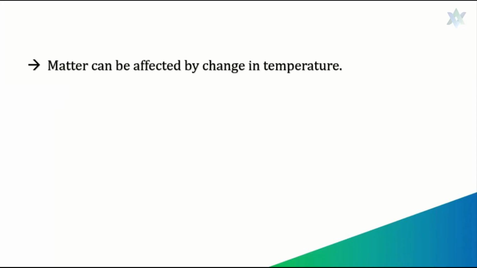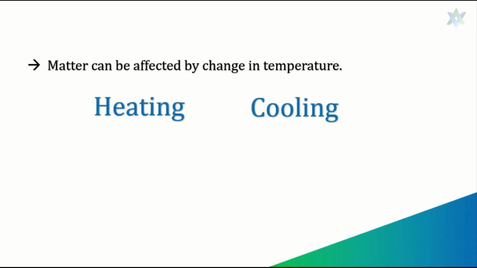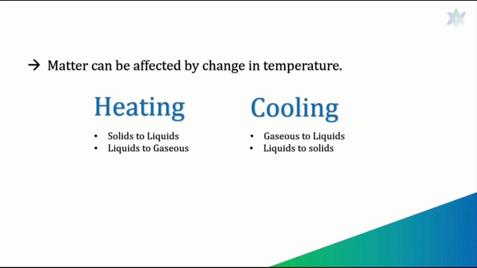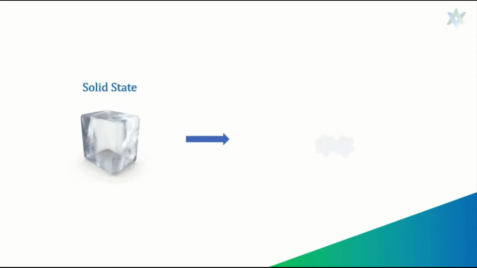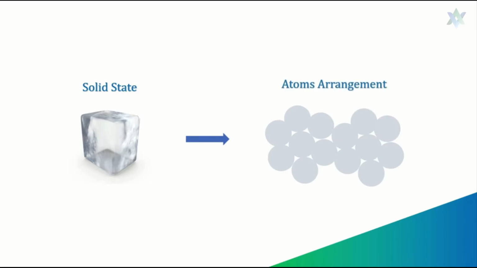Matter can be affected by change in temperature. By adding or removing heat, there will be some changes in matter, and it will change its state from one form to another. To understand this, take a solid state matter. For example, take a piece of ice. Now it is in solid state. All the atoms inside this ice are closely packed, and the bonding between these atoms is high.